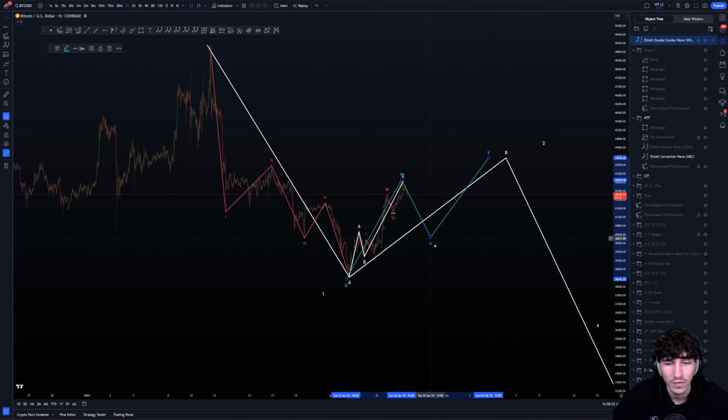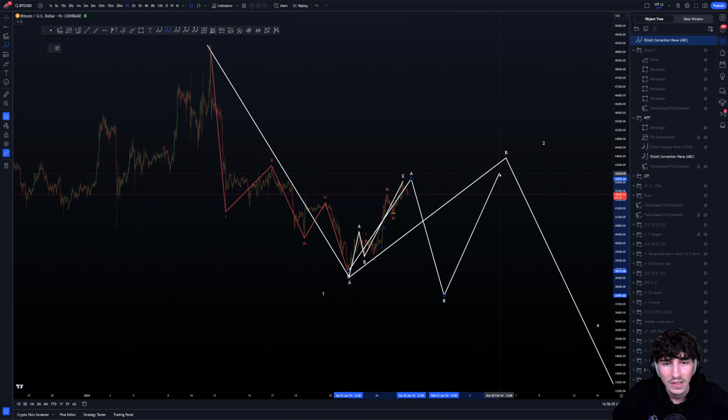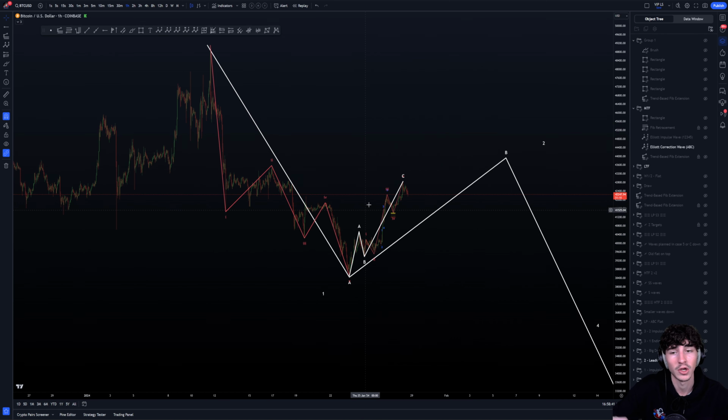We can get an ABC flat. If we have to take the lows here, then it's more an ABC flat. Okay, so A, B, C, correction, 5 waves. We can make a triangle here, so we can make all these more complex correction patterns.